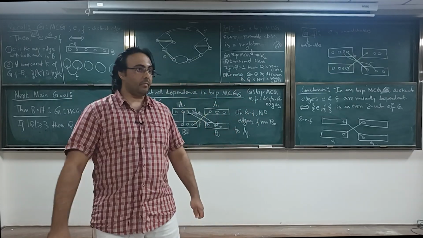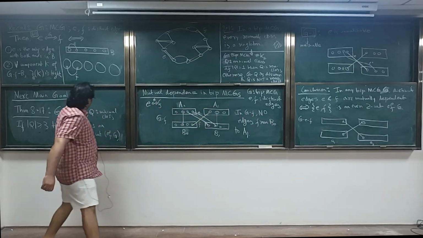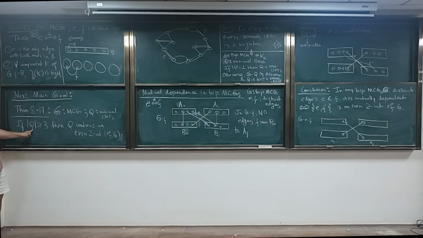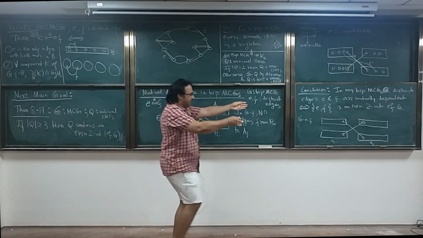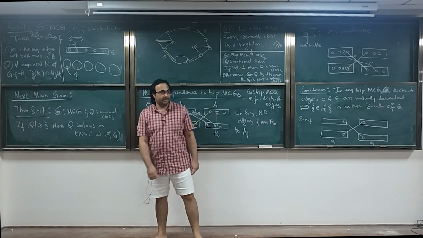Right? And this proves the result we want for bipartite matching covered graphs. If you have any minimal class, you don't even need cardinality 3 or more. Cardinality 2 works. If you have a minimal class of cardinality 2 or more in a bipartite matching covered graph, take two edges in that class. They are mutually dependent, they form an even two cut. Result is proved for bipartite graphs.